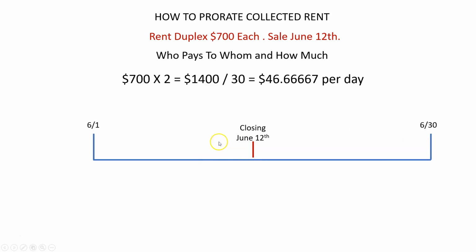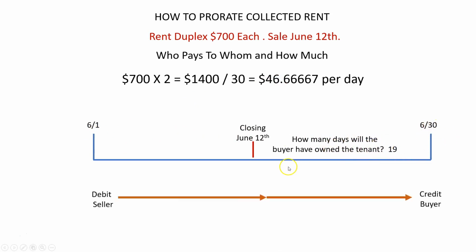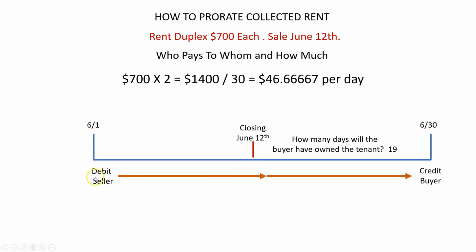So what do we do? We work out how much per day it is, and if this was July we would divide it by 31, but it's June, so we're dividing it by 30. $46.67 a day. How many days has the buyer lived in the property? 19. Therefore the landlord has got to hand over 19 days' worth of rent to the new buyer who owns the tenant for that 19 days. On the closing disclosure, it's going to be debit the seller, credit the buyer.